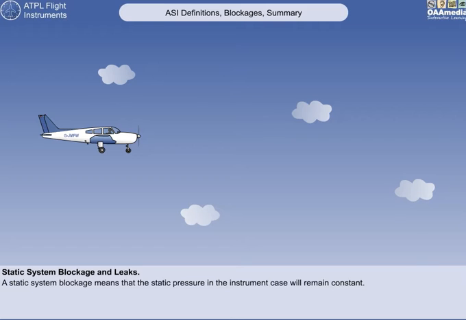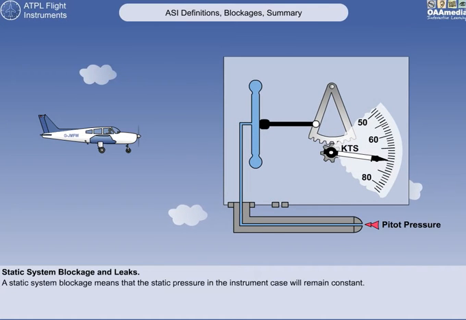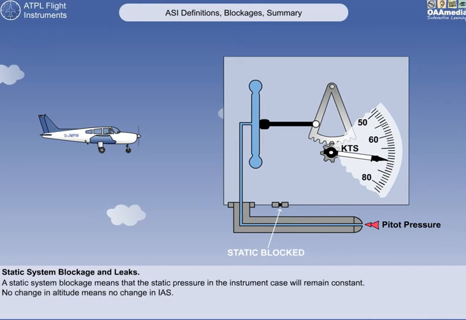In order to recognise the effects, envisage how the ASI works. Let us look at a blockage in the static system first. A static line blockage will mean that the static pressure in the instrument case will remain constant. As long as there is no change in altitude, the ASI will continue to read correctly. So we can say, no change in altitude, no change in indicated airspeed, or IAS.